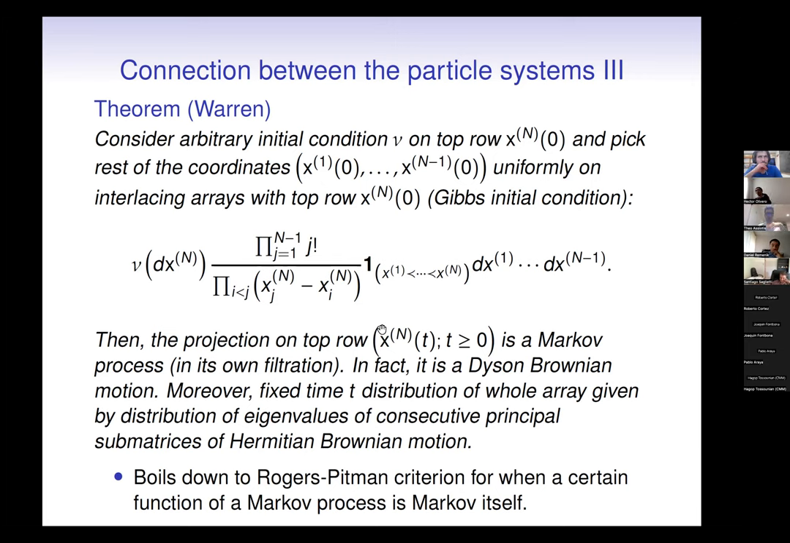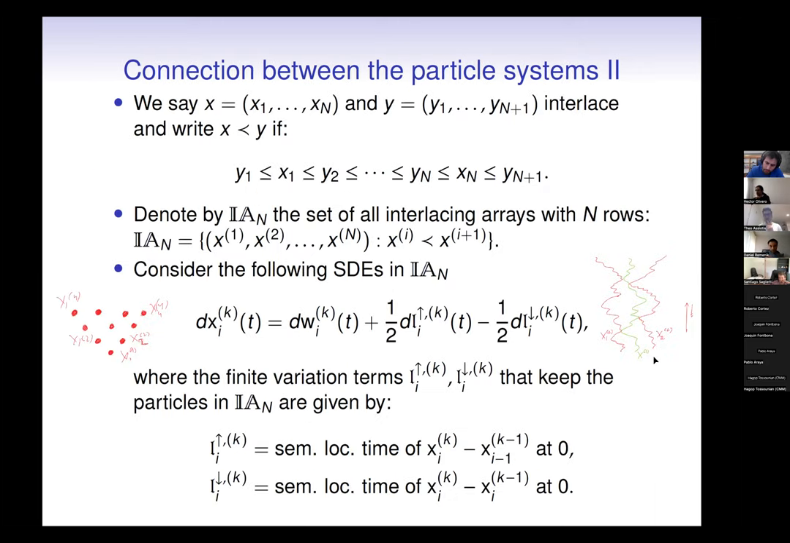Then this theorem says that the projection on the top row, which a priori interacts with the others, is actually a Markov process, and it's given by Dyson Brownian motion. There's something else here I'm not going to discuss, but let me just go back to this picture. So basically what this says is that we have this three particle process. The red particles can start from any distribution you want, and you pick the green particle uniformly at random between them. And then you run this dynamics. So the green does Brownian motion and the other ones reflect. And then if you forget the green particle, and just project on these two, then this is Dyson Brownian motion.